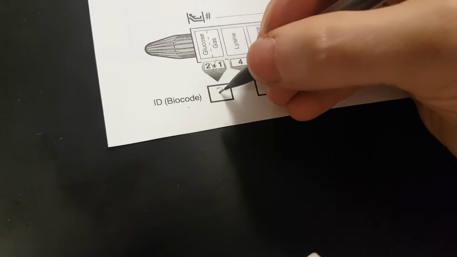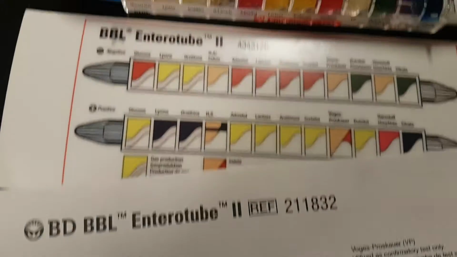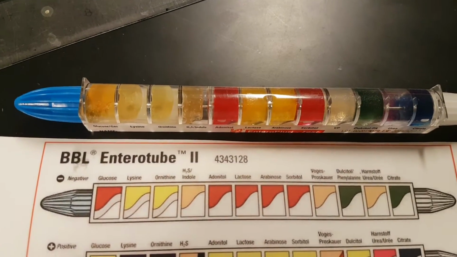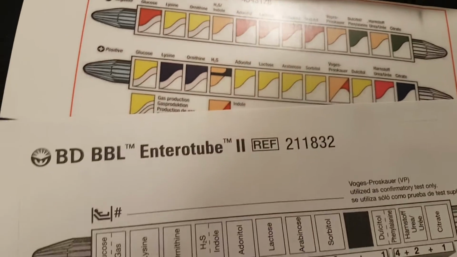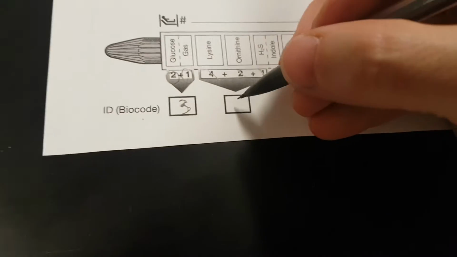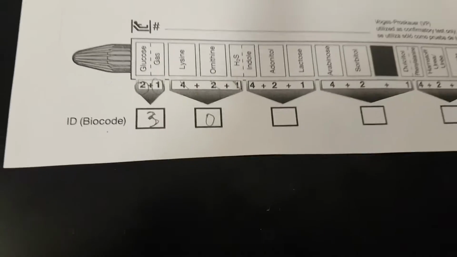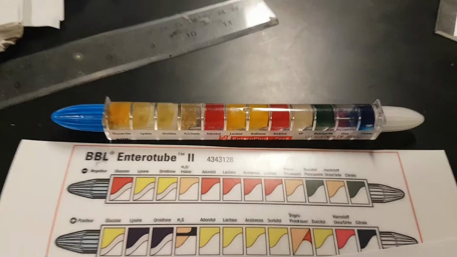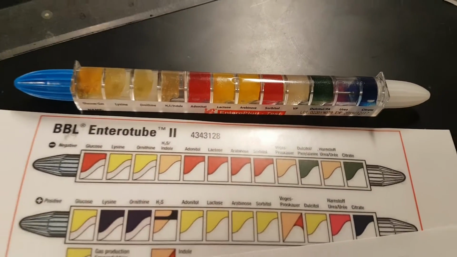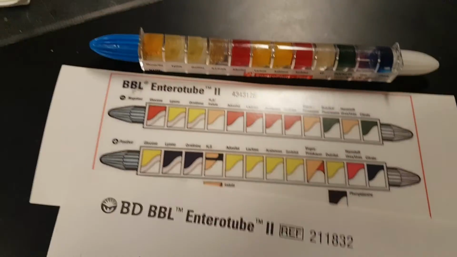If the paper will sit still. Yeah, that's a beautiful 3. All right, so let's take a look at the next one. We have no result for lysine, nor ornithine, nor indole. So nothing there, so we just cross out the lysine, the ornithine, and the hydrogen sulfide. That gives us a score of 0. Now, just so you know, this is not necessarily what your tube is going to look like. This is just an example of how to score them.